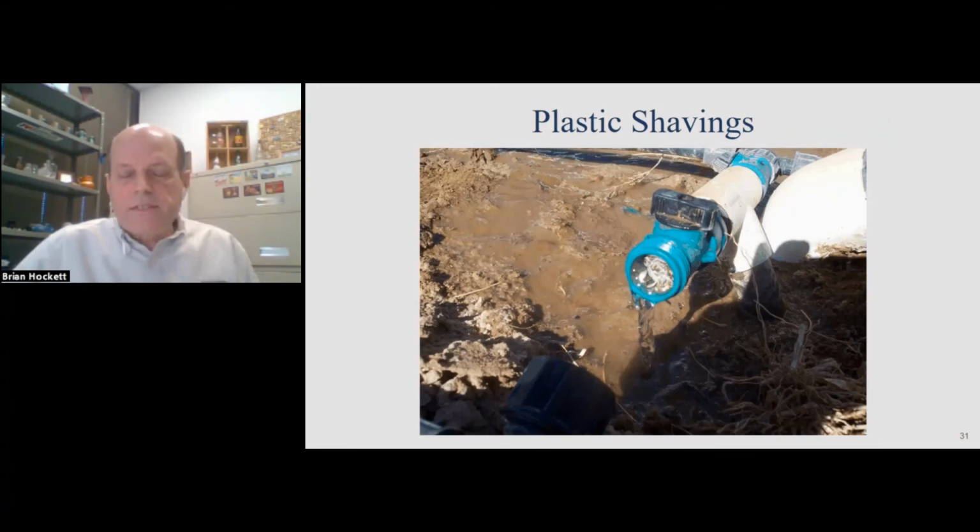Or maybe it's a new system, and there are plastic shavings effectively plugging things up. The installers laying pipe aren't always careful about cleaning out the pipe before gluing them together. Once they lay it in the trench and cover it up, there's no way of knowing until you turn the water on.